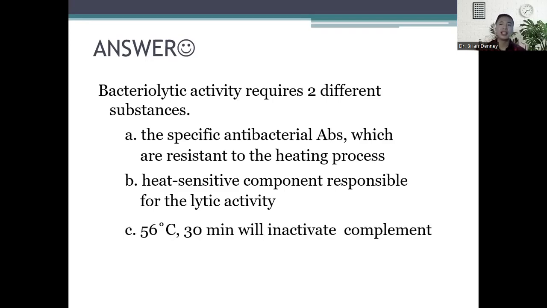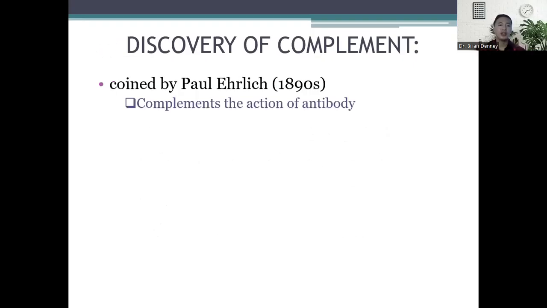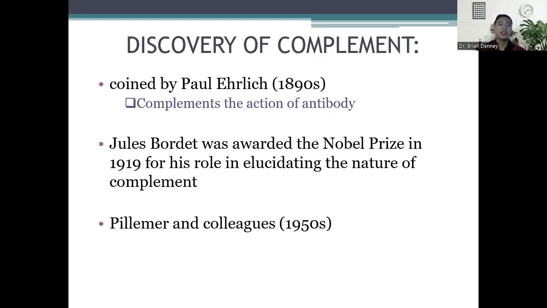So later they call these heat-sensitive components the complement system, which, when heated at 56 degrees centigrade for 30 minutes, caused inactivation or destruction of the complement components. With that experiment, Jules Bordet was awarded the Nobel Prize in 1919 for his role in elucidating the nature of the complement. And during that time, Jules Bordet did not know the name of this heat-sensitive component.